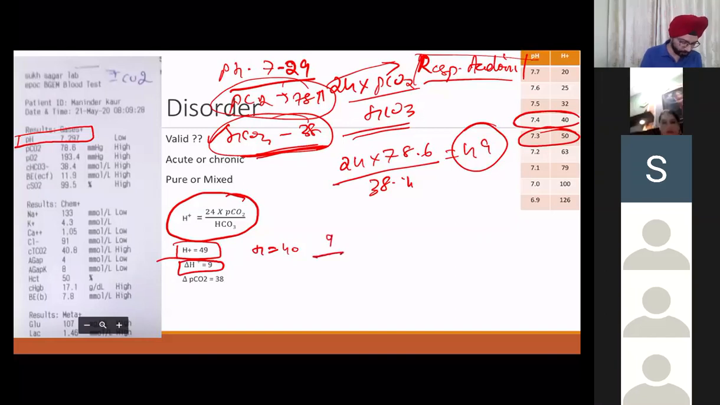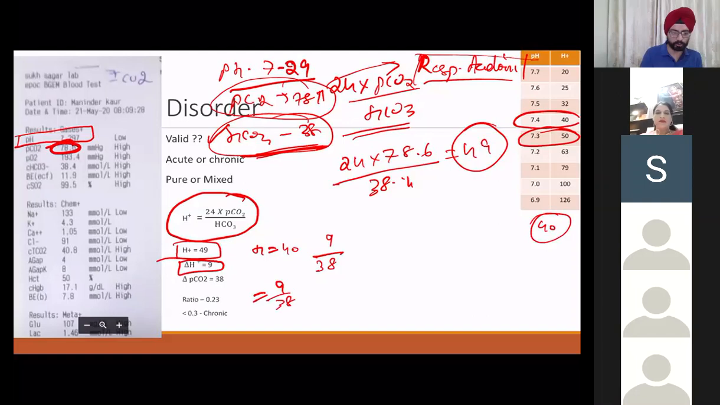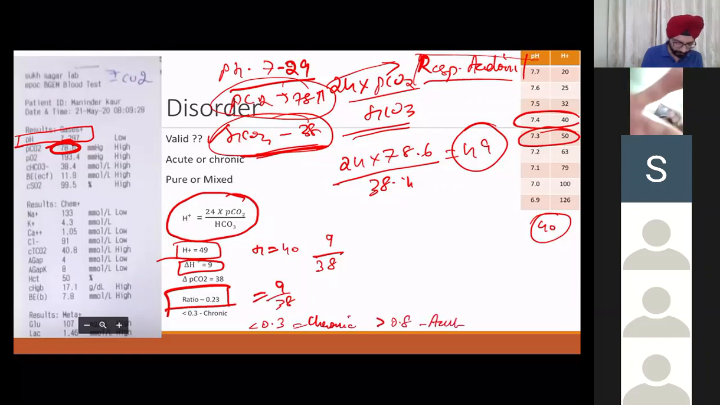And the delta PCO2 in this case: what is the normal CO2? Normal CO2 is 40, and in this case it is 78. So the delta CO2 is 38. So our ratio is 9 by 38, which is 0.23. In the last class, if you remember, I told you that if this ratio is less than 0.3, it's a chronic respiratory disorder. If it is more than 0.8, it's an acute disorder. And if it's between 0.3 and 0.8, it's an acute on chronic disorder.